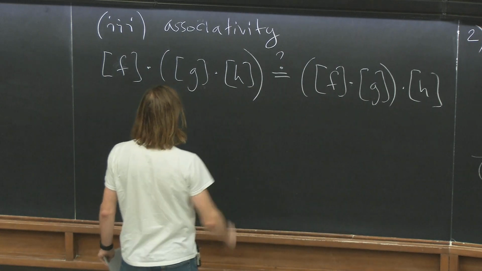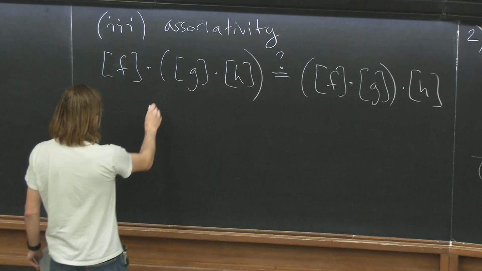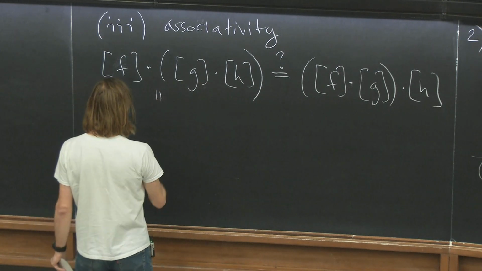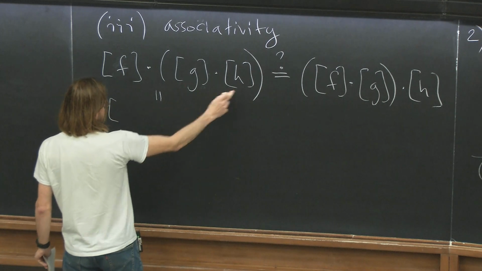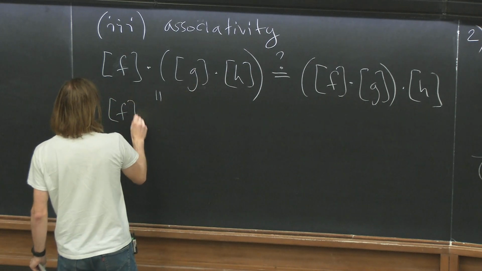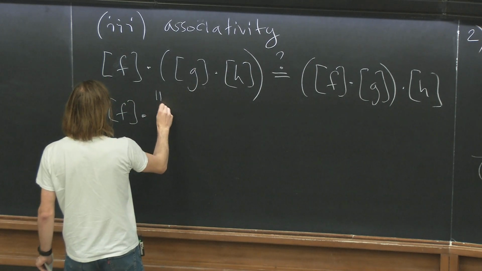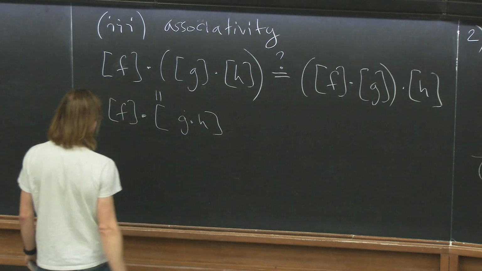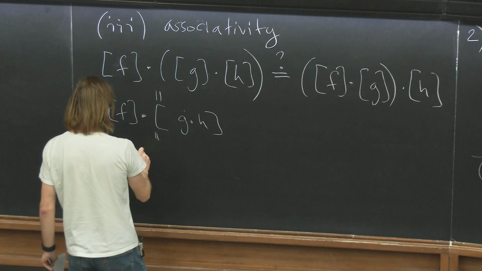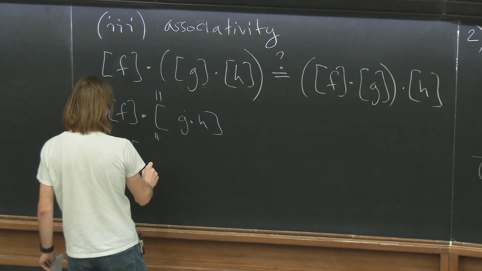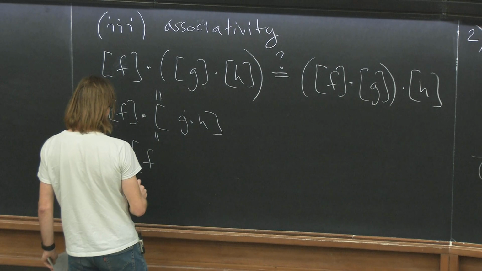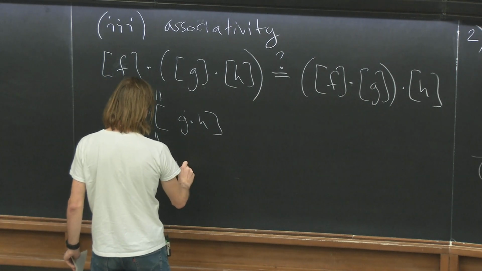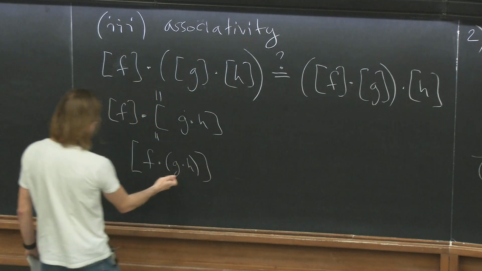So we need to check this. Okay, so let's consider the left-hand side explicitly. So this is by definition. First we use the definition of a product here. So this should be the same as the multiplication of the class of F and the class of the composition of paths G and H. And then this should be the same as the class of F composed with the composition of G and H in this particular order.